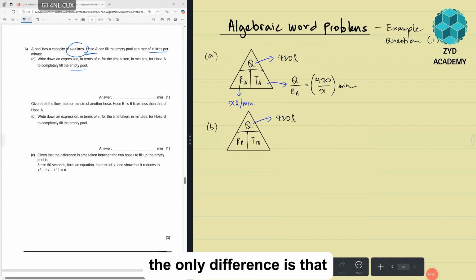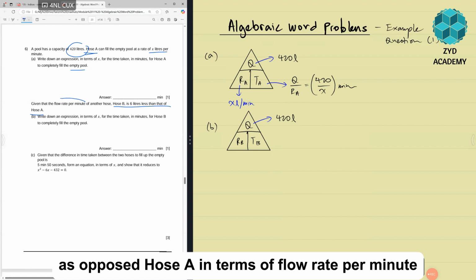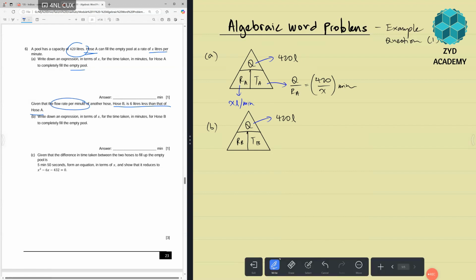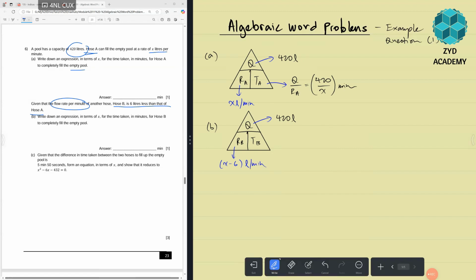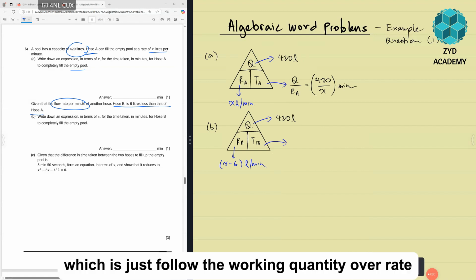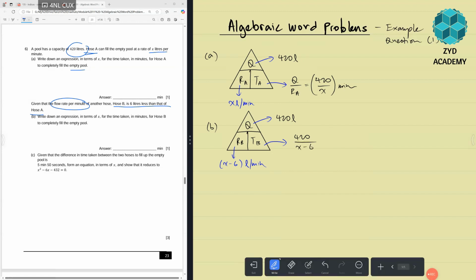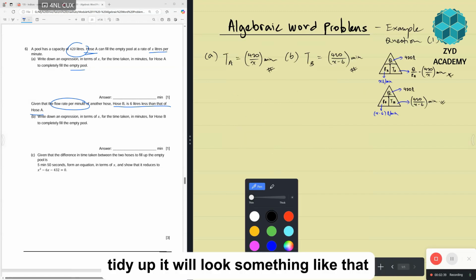The only difference is that hose B is 6 liters less than hose A in terms of its flow rate per minute. So what's going to happen here is that since it's slower by 6 liters per minute, its rate will not be X, instead it will be X minus 6 liters per minute. Right? And same thing here, you can have your time for B, which is just, if you follow the working, quantity over rate. Okay? And that's the answer for A and the answer for B. Okay, to tidy up, it will look something like that.